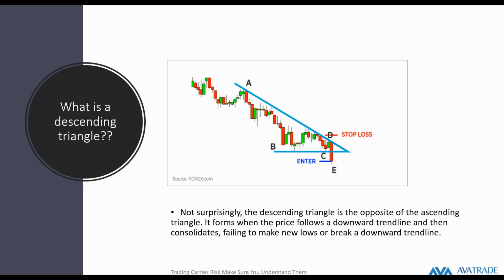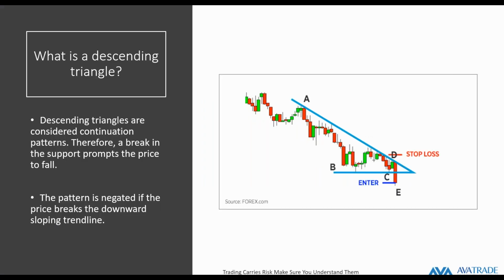Okay, so in a descending triangle, same rules, same everything. An ascending triangle, same rules. Symmetrical triangle, wedge, all the same set of rules. Descending triangles are considered continuation patterns. Therefore, a break in support prompts the price to fall. The pattern is negated if the price breaks the downward sloping trend line.